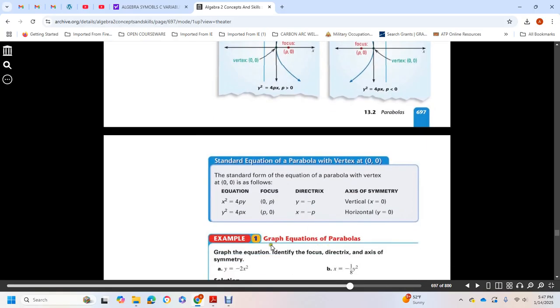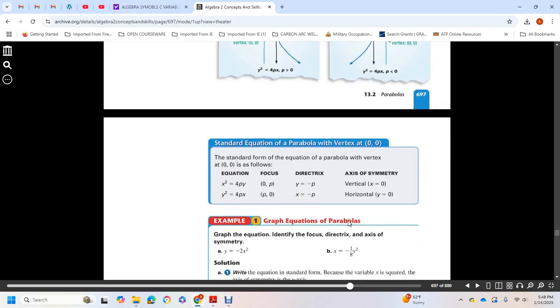Standard equation for the parabola with vertex (0, 0). Equation x squared equals 4py. Focus (0, p). The directrix is y equals negative p. The axis of symmetry is vertical, x equals 0. Equation y squared equals 4px. The focus is (p, 0). The directrix is x equals negative p. The axis of symmetry is horizontal, y equals 0.